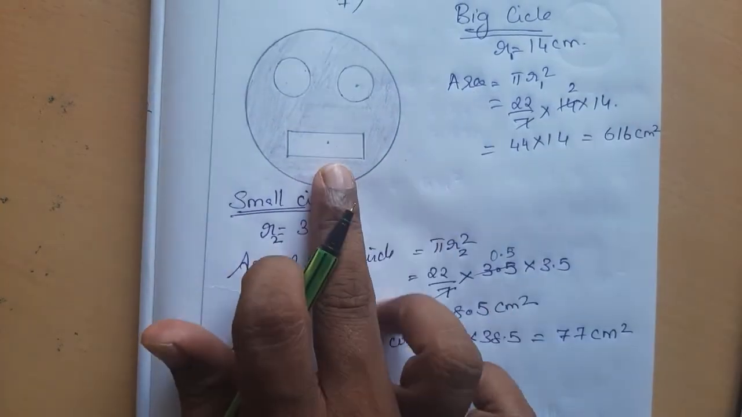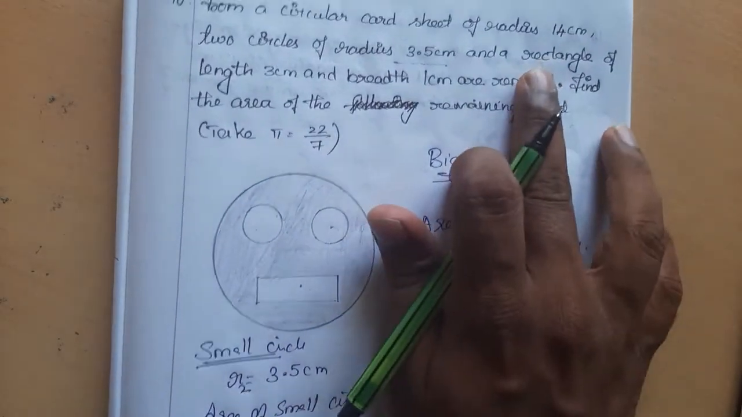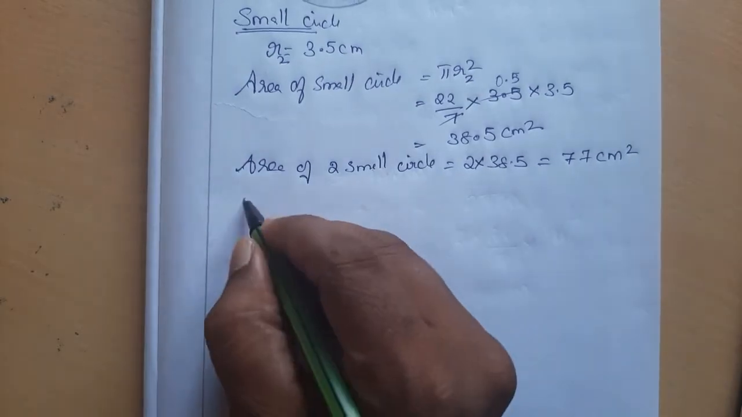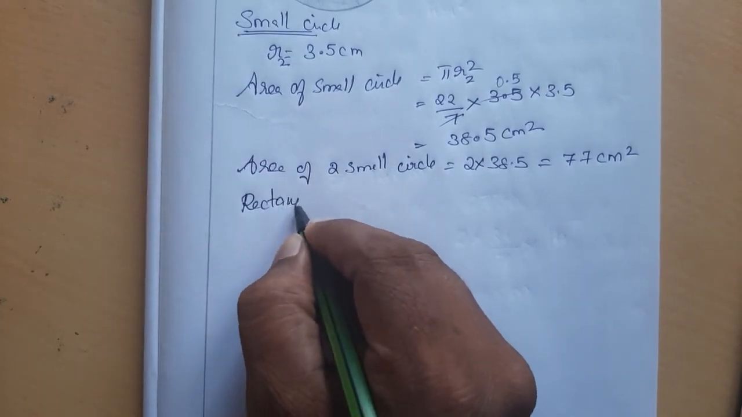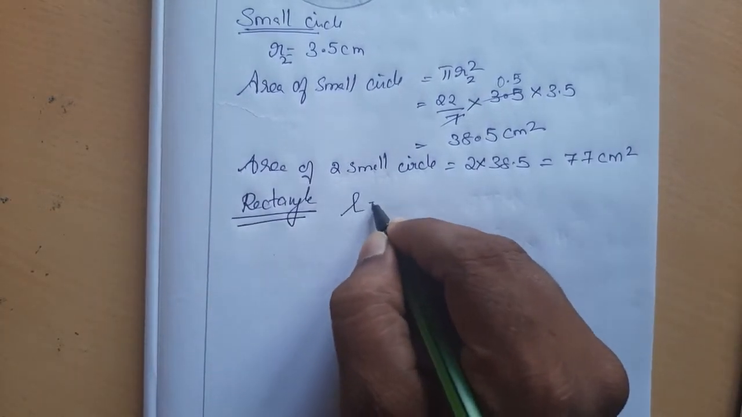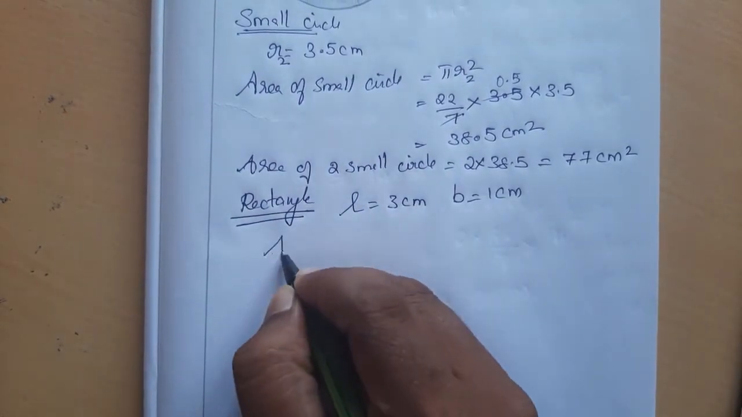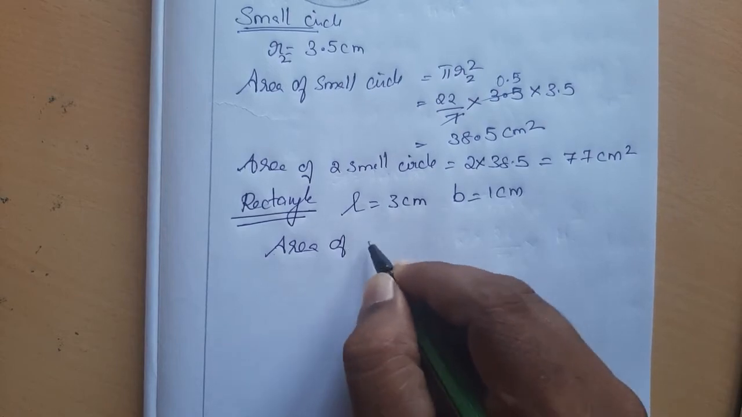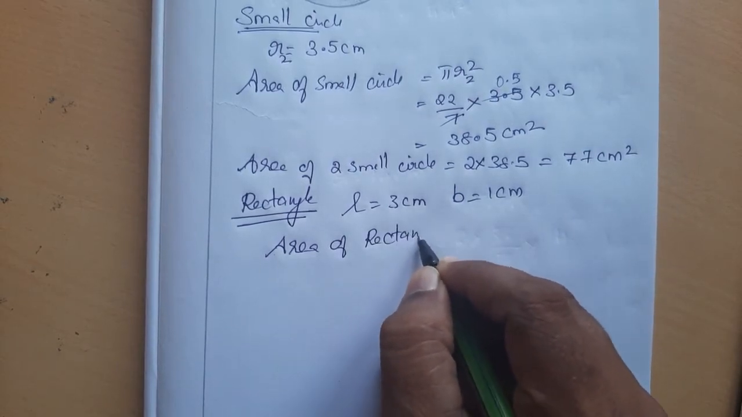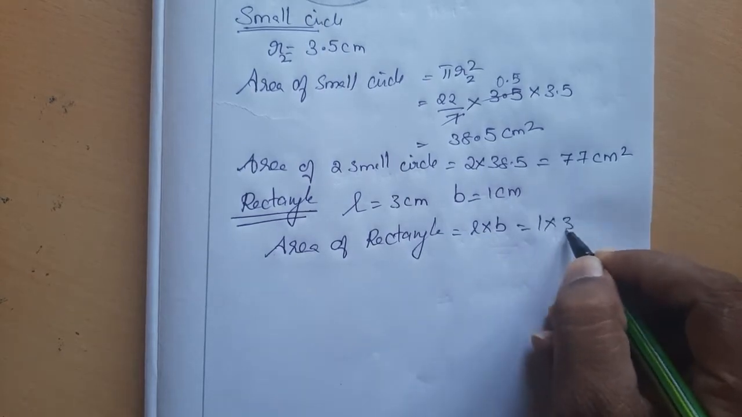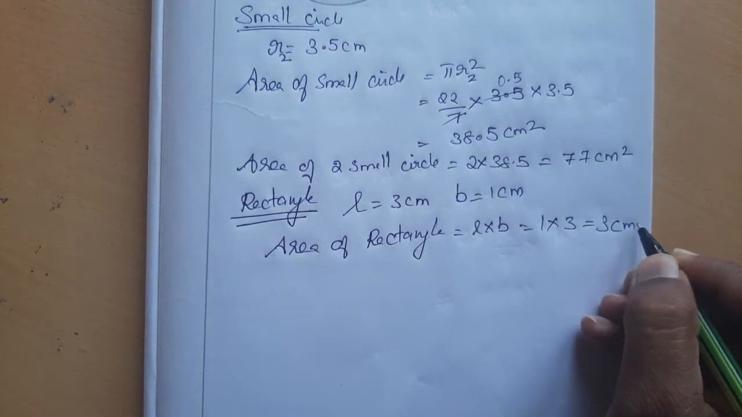So next, one more shape is also removed. It is a rectangle. Only one rectangle is there. Length is given as 3 centimeter, breadth is given as 1 centimeter. So what is its area? Area of rectangle is equal to length into breadth, which is equal to 1 into 3. It's easy, it is 3 centimeter square.